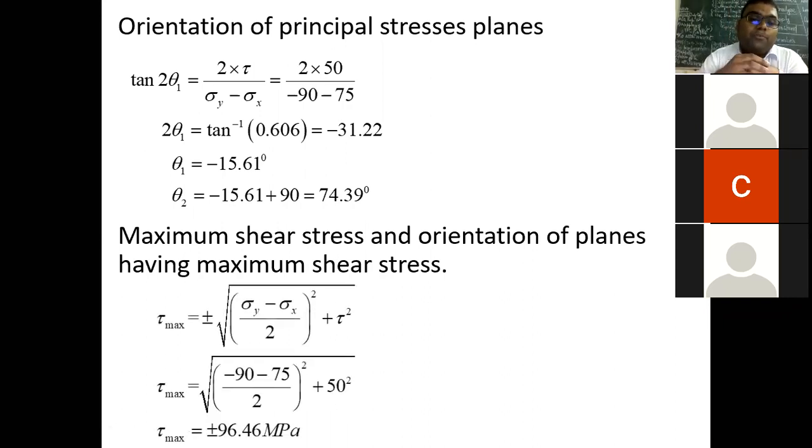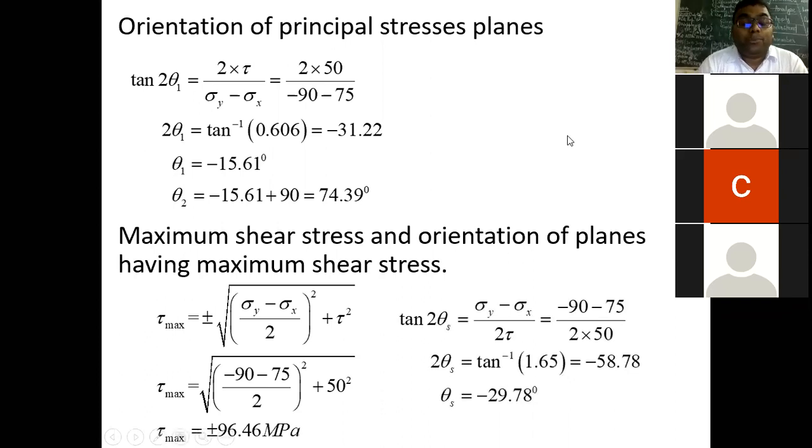So now we have to find the maximum shear stresses. The maximum shear stress formula is tau max equals plus minus under root of sigma y minus sigma x upon 2, the whole square, plus tau square. You have to remember this formula. Then you just put in all the respective values. Then tau max in the positive direction, and in the negative direction, will be 96.46 megapascal. This is all the analytical method.